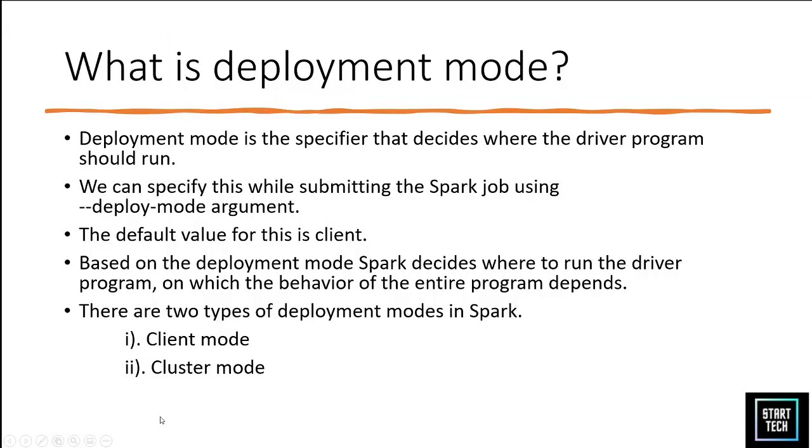So what is deployment mode? What does it specify? It specifies where the driver program should execute. This is specified by the deploy mode argument. By default, the deploy mode argument would be client. Based on this argument, Spark decides how the driver should run or how it should behave in the entire Spark job execution. So there are two modes, client and cluster, as we discussed.